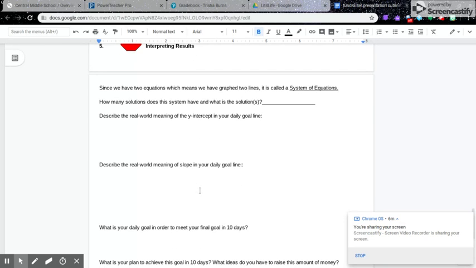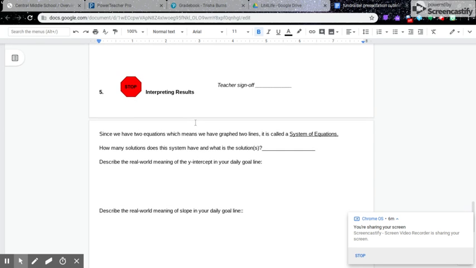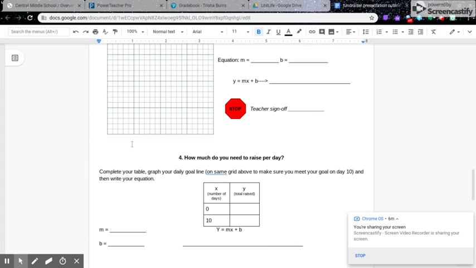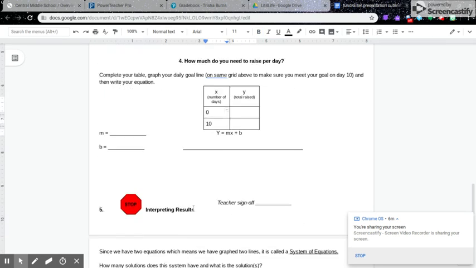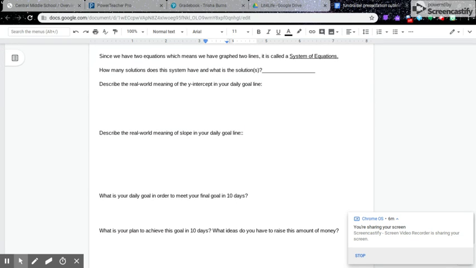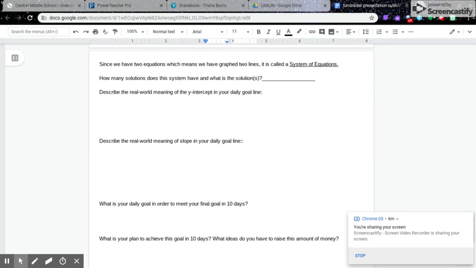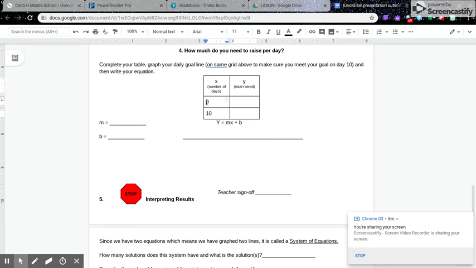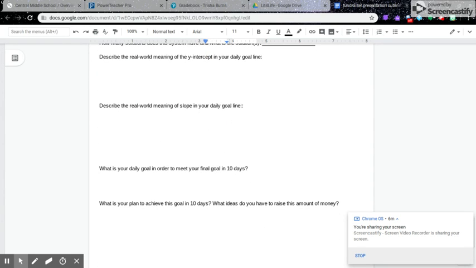And then down here, what is the real world meaning of the y-intercept of your daily goal line? So this is your daily goal line down here at number 4. Your y-intercept is 0. So what was the real world interpretation of this point that you plotted here at 0, 0? And then describe the meaning of slope in your daily goal line. So thinking about that change, again on number 4, change in y over change in x, what does M represent in this problem?